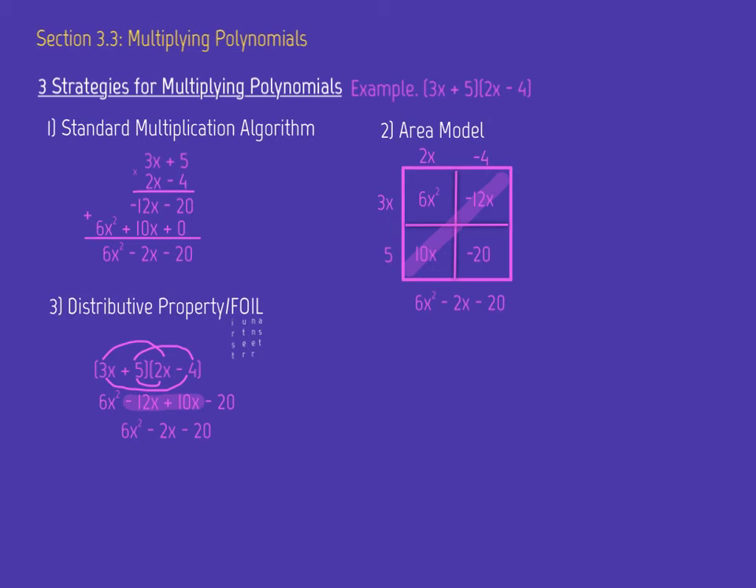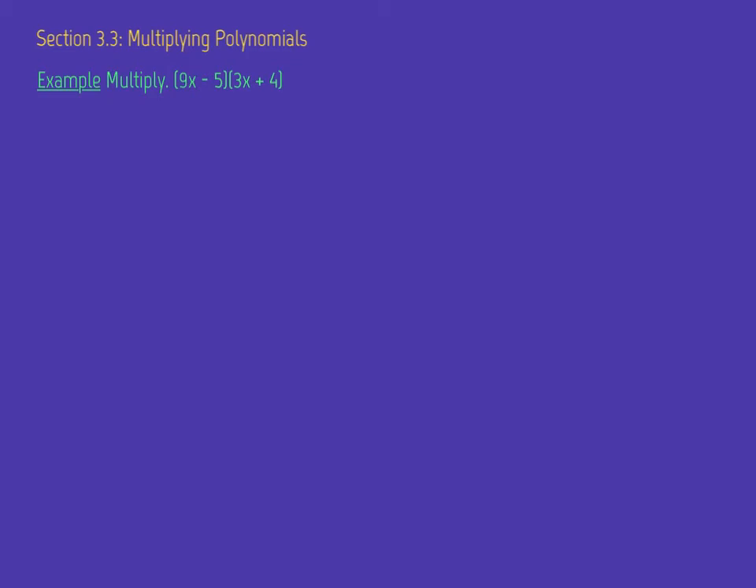Let's go ahead and try just a few examples to make sure that you are understanding. I want you guys to go ahead and choose your favorite strategy that we just learned to multiply these two binomials together: 9x minus 5 times 3x plus 4. When you have an answer, go ahead, unpause the video to see if it matches mine. Hopefully, you guys got 27x squared plus 21x minus 20. If you didn't get that, take a second, try to go back and see if you can figure out where you went wrong.